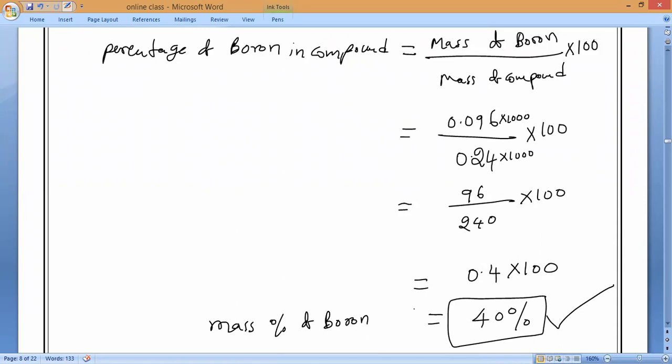Boron percentage. Calculate boron percentage first. The next one, oxygen percentage. Any doubt?